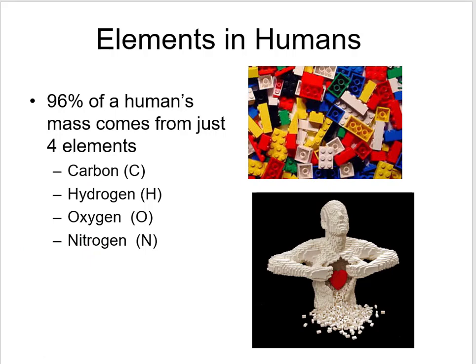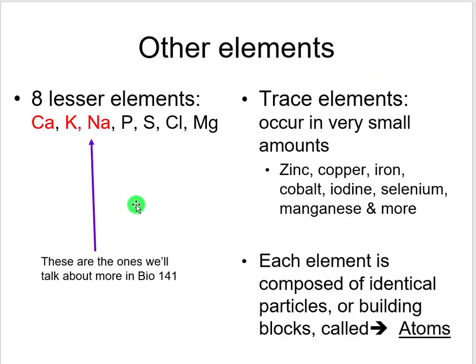Some of the other ones that we care about are these. So the 8 so-called lesser elements are calcium, potassium, sodium, etc. So calcium, potassium, K for potassium, and sodium, these are the ones that we'll actually talk about in this course. Sodium and potassium we'll talk about a whole bunch. Your brain won't work unless you've got sodium and potassium dancing around the way we want it to. Same thing with your muscles.